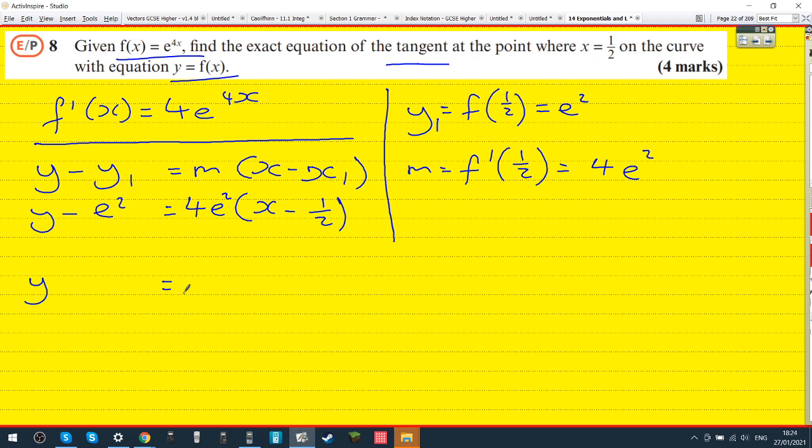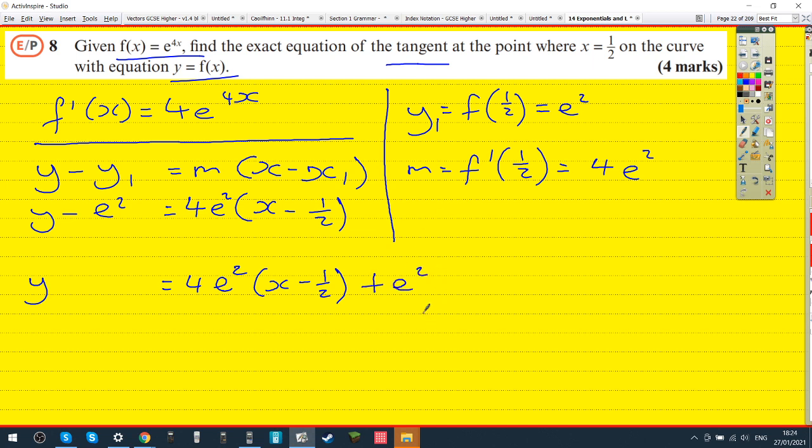So 4e squared, open brackets, x minus a half minus e squared, close brackets, minus e squared, plus e squared. Yeah, e squared. So 3e squared. And then, let's see.